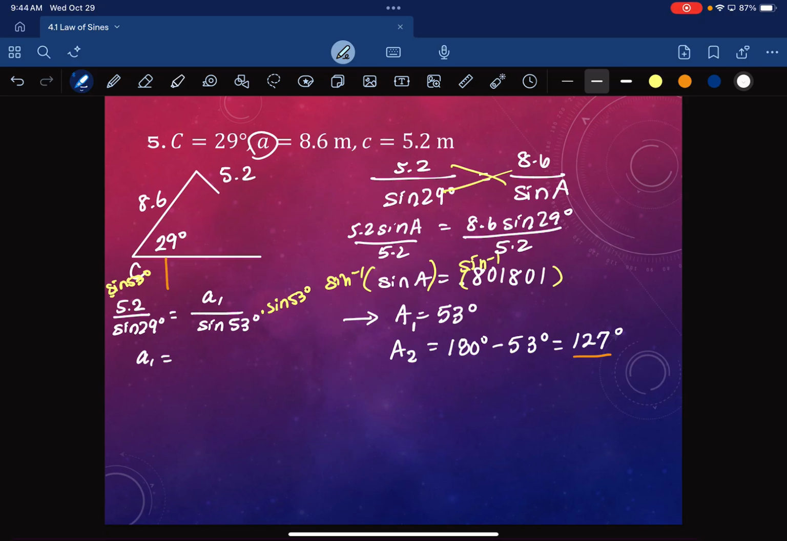Oh, I don't think I have my labeled correctly. So somebody's going to tell me because I've got, not A1. We already had A1. I'm sorry. Let me take a step back. That's the one we already know.